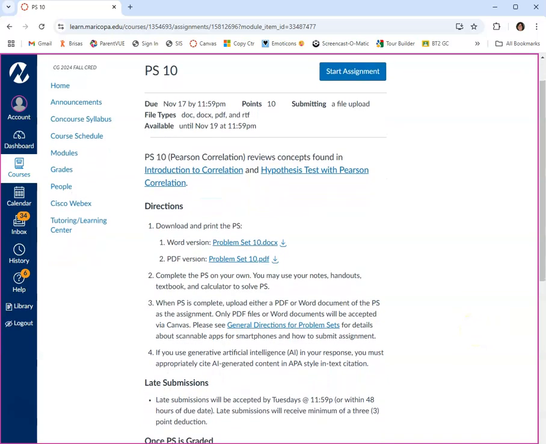The fourth assignment is the problem set. This problem set reviews concepts in Introduction to Correlation and in hypothesis tests with Pearson correlation. This problem set will help you practice conducting a two-tailed hypothesis test with Pearson R correlation. This week's activity will also be excellent practice for the summary and interpretation statements that you will provide in this problem set.